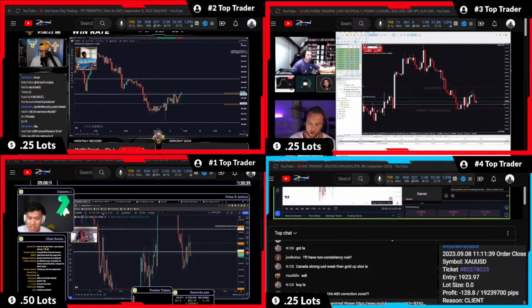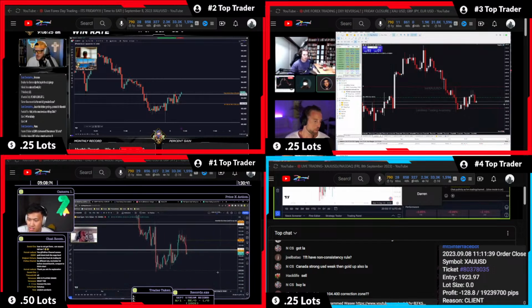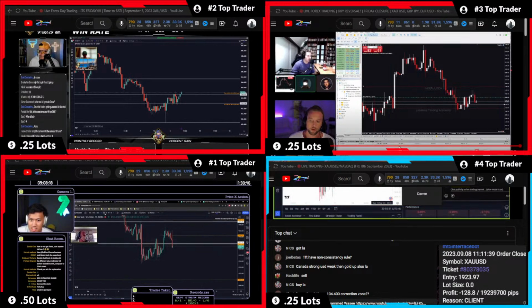61.8 fib. Get on my level. You know what happened? We saw that break. You haven't looked at the market yet, right? No, I haven't looked at it yet. The yellow zone.